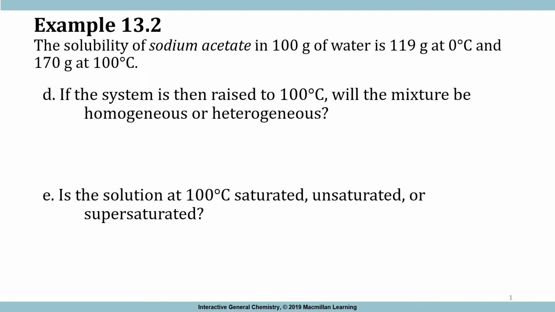Part D says if the system is then raised to 100 degrees Celsius, will the mixture be homogeneous or heterogeneous? So part A said we added 170 grams, and then we raised the temperature to 100 degrees Celsius. Because the solubility of sodium acetate is 170 grams at 100 degrees Celsius, this solution will be homogeneous because we were able to get all 170 grams dissolved.